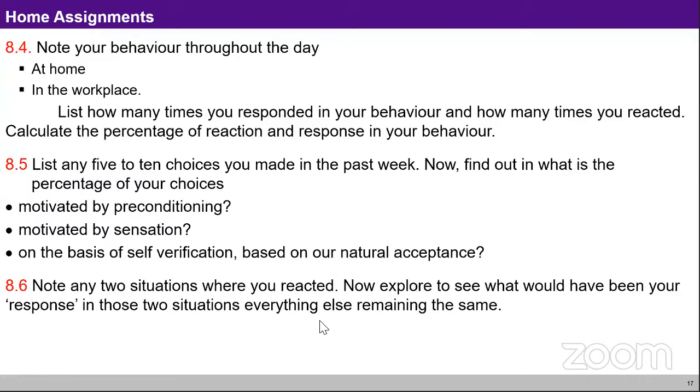Yes, beta. We have to see for ourselves, right? When are we reacting? When are we responding? Professor Vijayshri Belgaonkar ji, you have some query, ma'am?